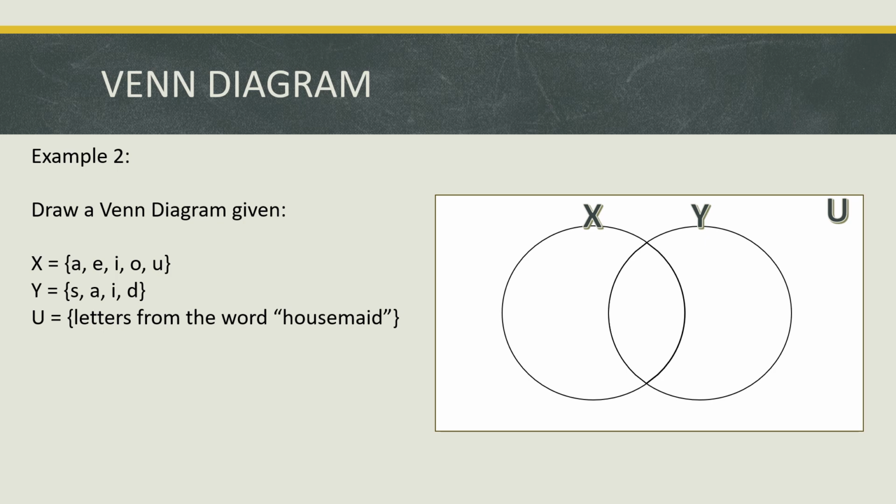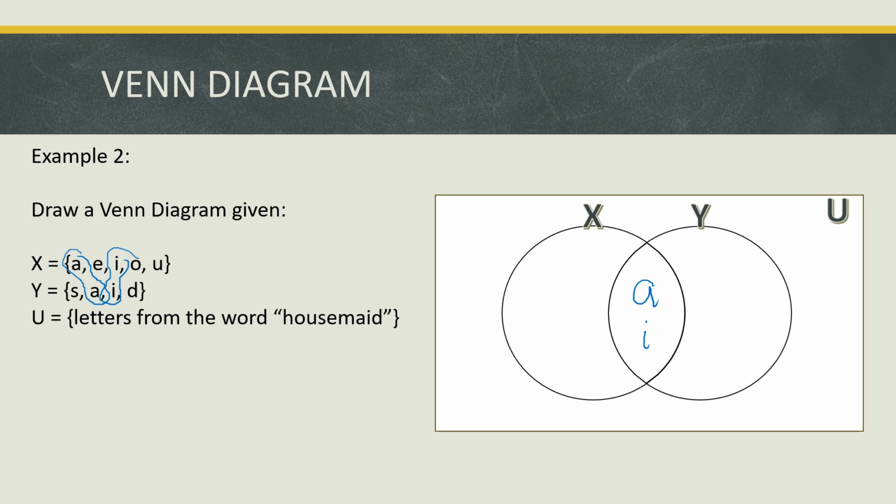And we have here the first circle of set X and the second circle of set Y. So again, the first thing that we need to do is to check what elements they have in common. They both have A and they both have I. So we're going to write them where they overlap. That is the section where they overlap.